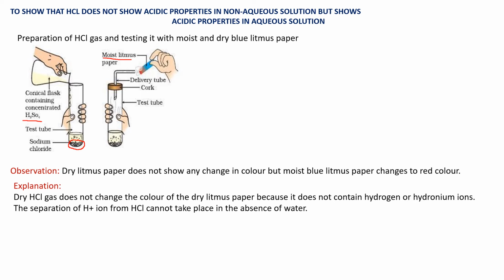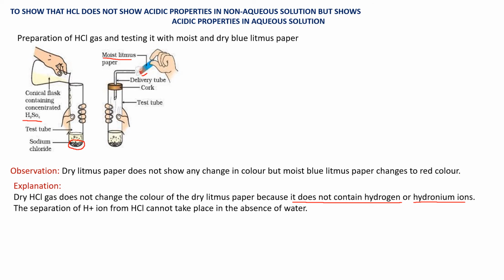What I found here was something new, right? It starts changing color, that is, it is becoming red. Why is it becoming red? We know that blue litmus paper turns red only when the solution is acidic. But what happened when I just took a dry litmus paper? Why didn't this reaction take place that time? Okay, let's find out the answer. It's very simple. The dry HCl does not change the color of the dry litmus paper because it does not contain hydrogen or hydronium ion.